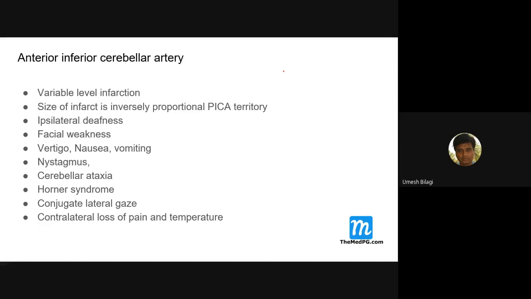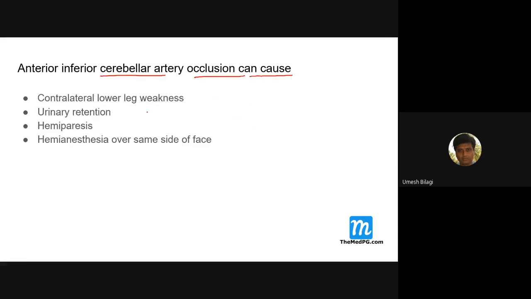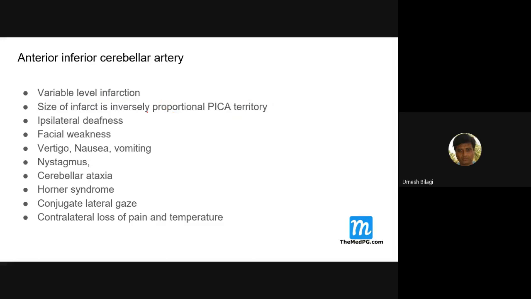So the anterior inferior cerebellar artery is at a variable level of infarction. That is because it is anastomotic with the posterior inferior cerebellar artery. I discussed these arteries. The size of the infarct varies. If there is a good anastomosis coming from the posterior inferior cerebellar artery, the damage caused by the anterior inferior artery will be less. If the posterior inferior artery is hardly supplying, the damage will be more, and it causes ipsilateral deafness.